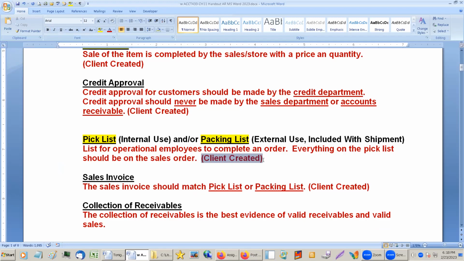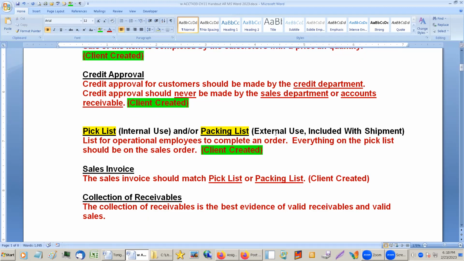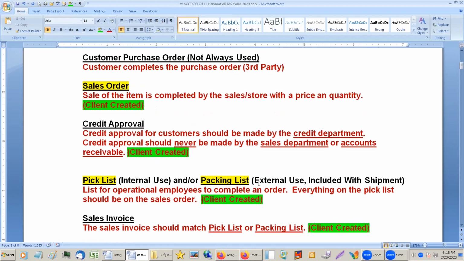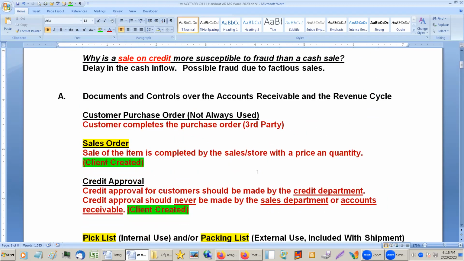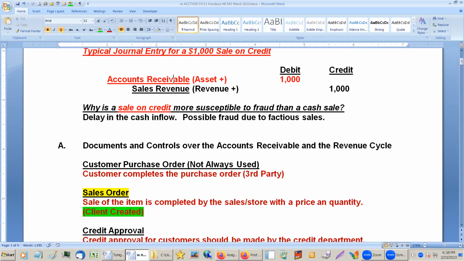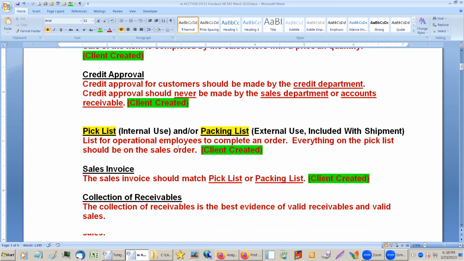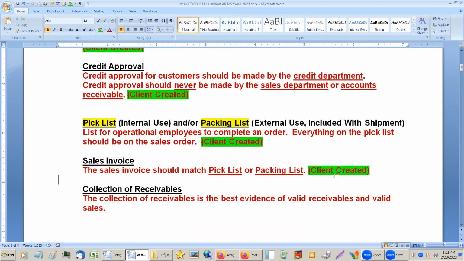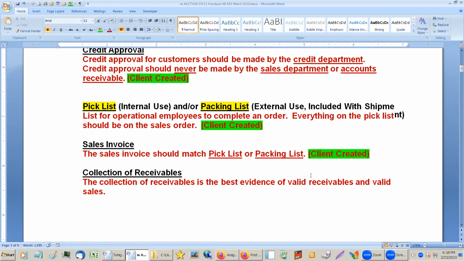Okay, now client created documents are generally not as persuasive as third party. So you notice everything we have up here, and this is one of the reasons why it's tempting if you're going to try to cook the books to do it through accounts receivable. An awful lot of the documentation is created by the client. Sales order, credit approval, the pick list, sales invoice, those are all client created.